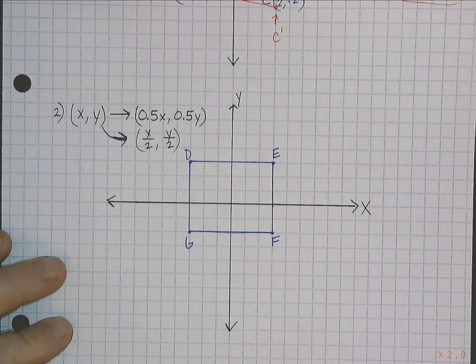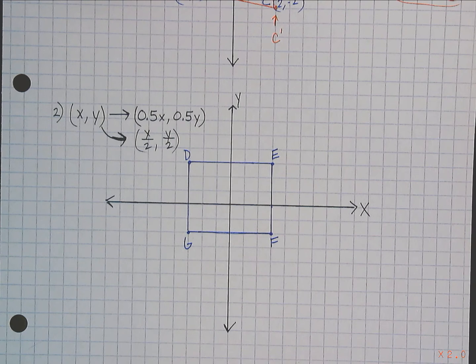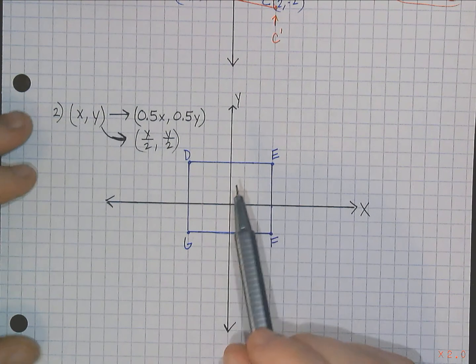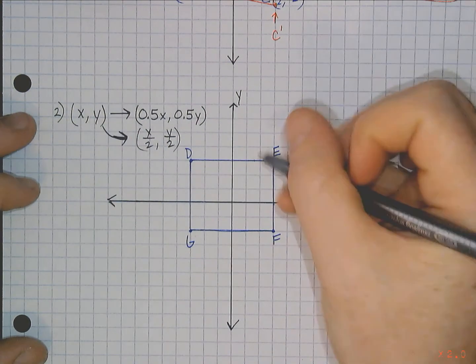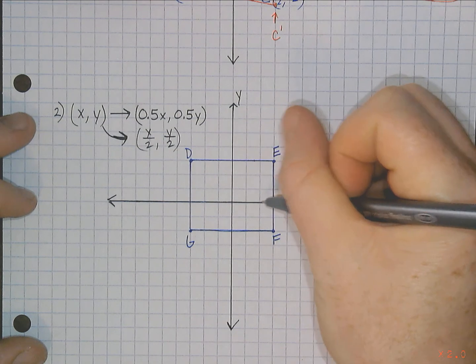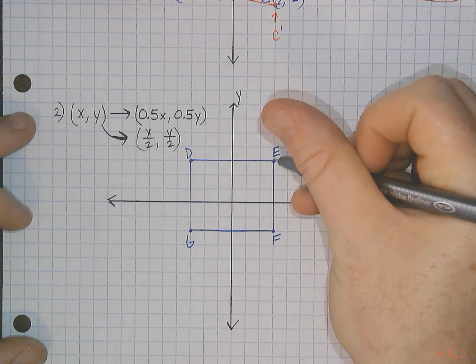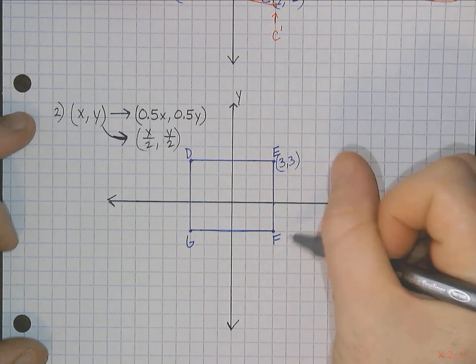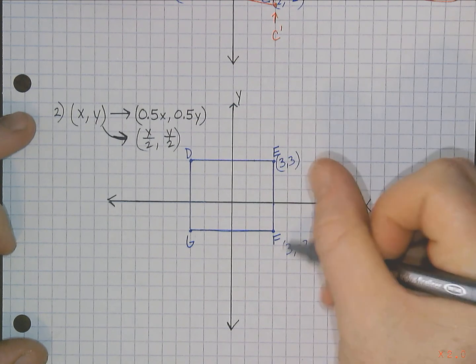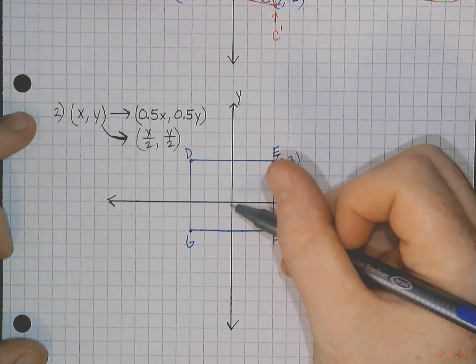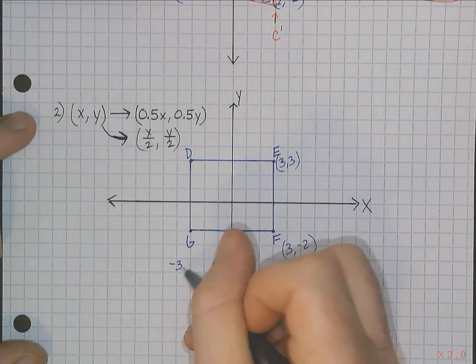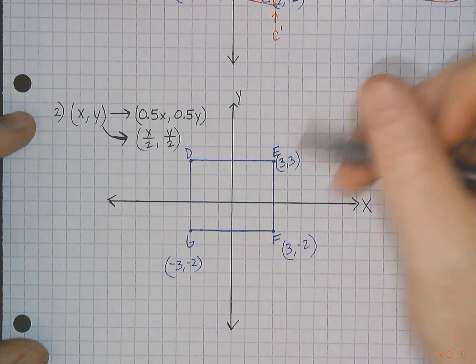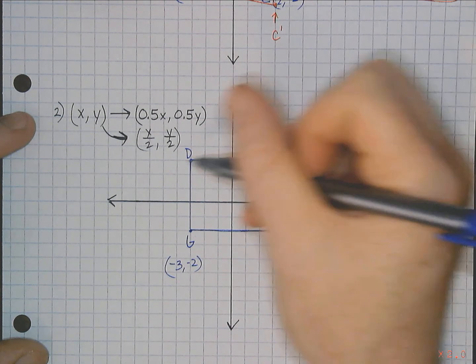Okay, so let's take the ordered pairs. Let's find them first. And then what we're going to do is we're going to cut those in half. And I think we're going to get some decimals, but we can do this. So E is 1, 2, 3. 1, 2, 3. So this is 3, 3. F is 3, negative 2. G is negative 3, negative 2. And then D is negative 3, 3.